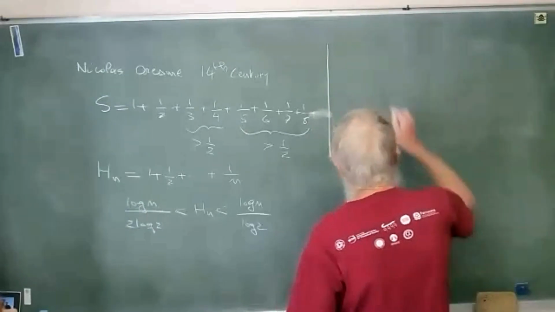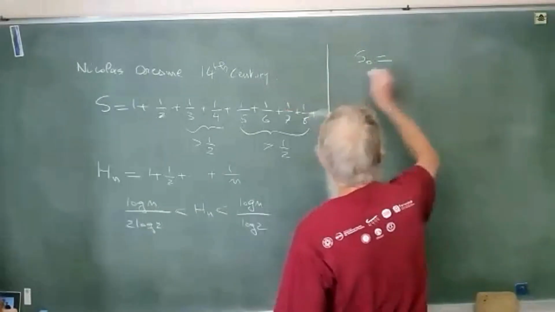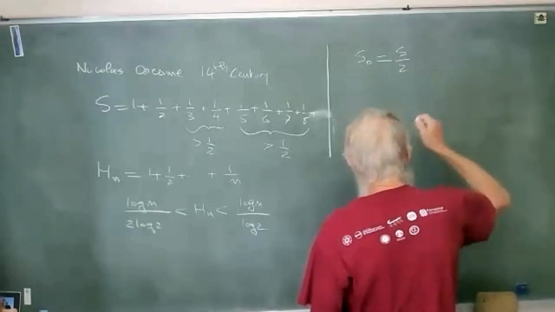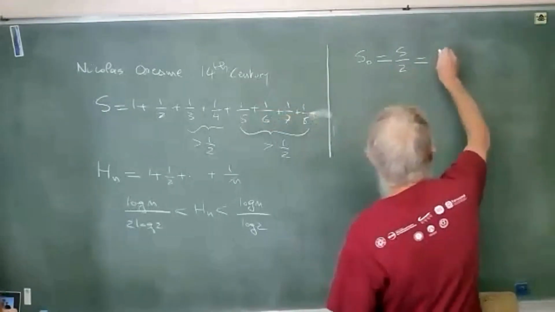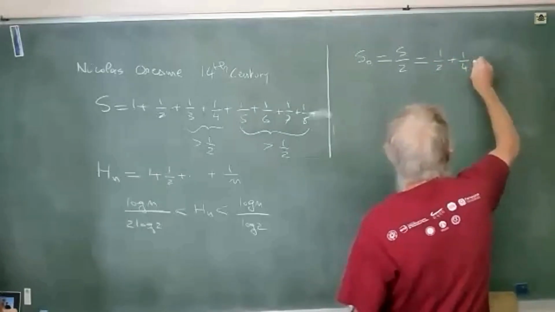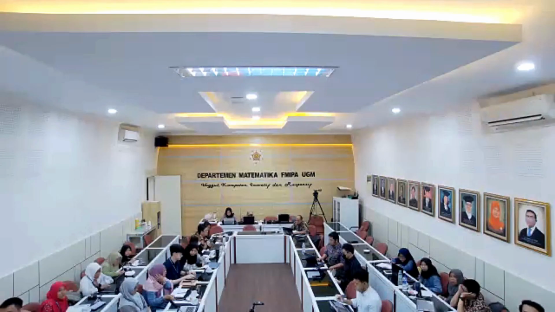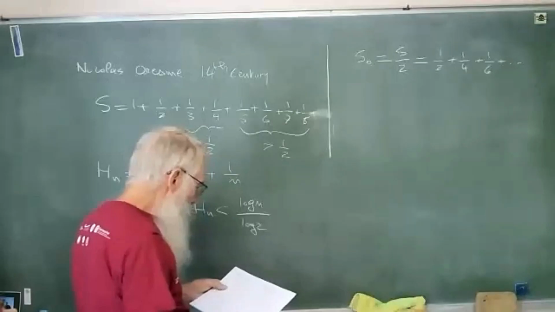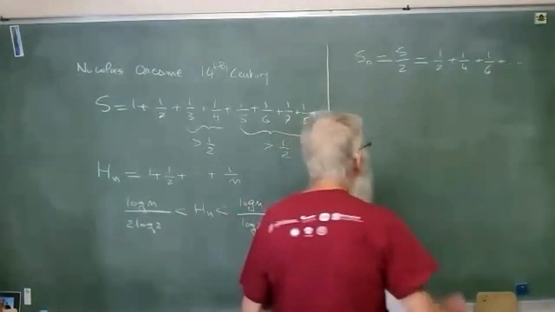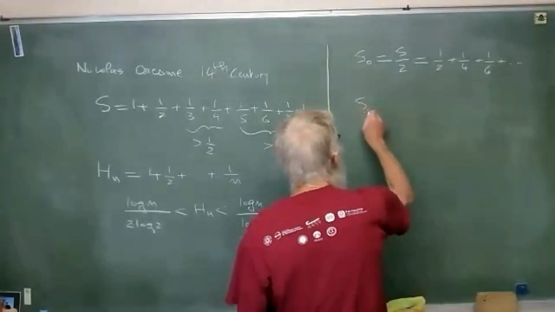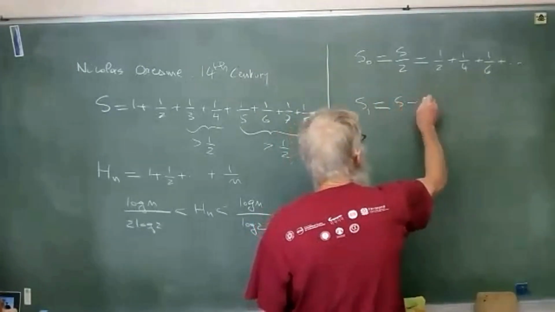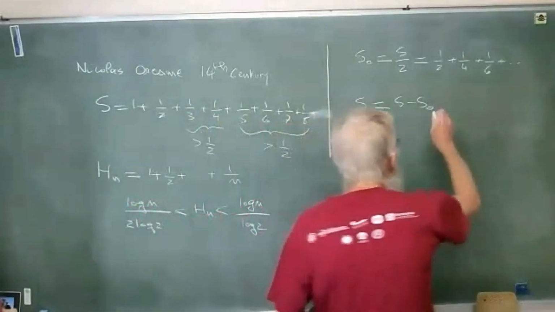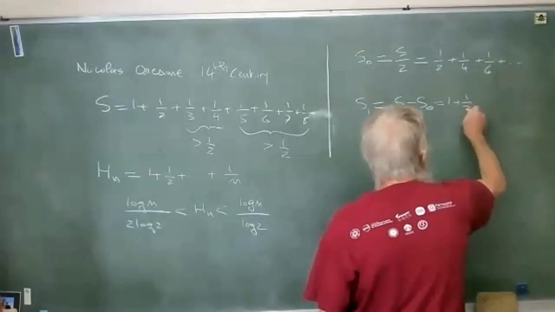You define S0 equal S over 2, so you divide by 2. So you start with 1/2, 1 over 4, 1 over 6, and so on. So you see that you have half of the terms which are here. And if you take the difference, so you define S1 equal S minus S0, you remove the elements which are here. So you have the inverse of the odd numbers: 1 plus 1/3 plus 1 over 5.